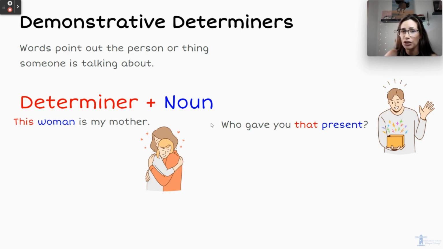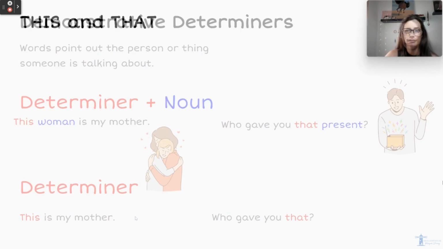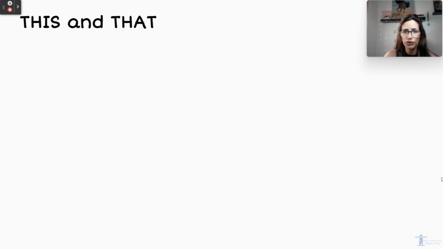And this is one of the ways that you can find these words in a sentence. Okay, you'll find the determiner, and then you'll see that it's followed with a noun. The reason I say this is because you can also find it by itself. For example, this is my mother. This woman is my mother, or this is my mother. Who gave you that present? Or who gave you that?